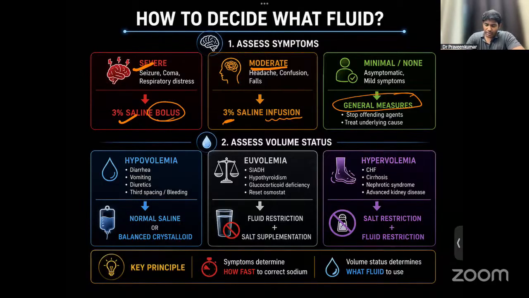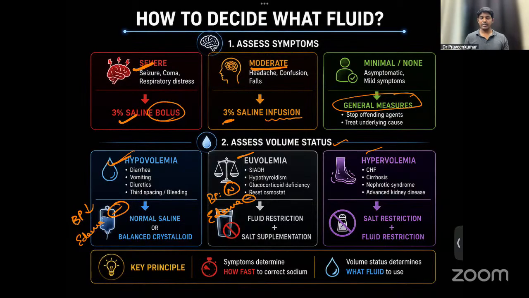Now just to recap, we saw about the volume status, like hypovolemia, euvolemia, and hypervolemia. So how do you find it? In hypovolemia, the BP will be low and edema will be absent. There will be no edema. In euvolemia, the BP is going to be normal and there will not be any edema.